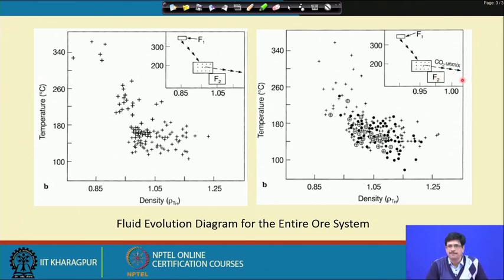So, this is only a process of how an idea can possibly evolve, how the fluid inclusion data could be integrated and a model of fluid evolution could be depicted.